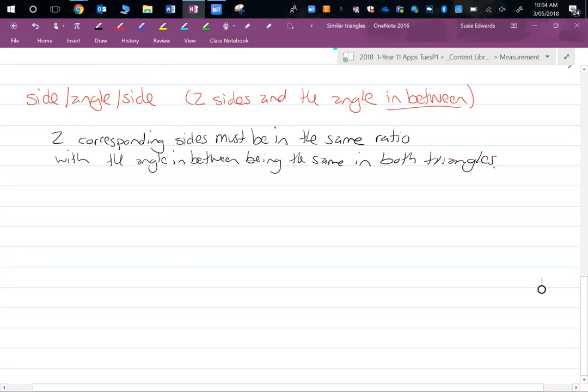Do we not do the angle side RHS? No, so that only works for congruent triangles. This works for similar triangles.